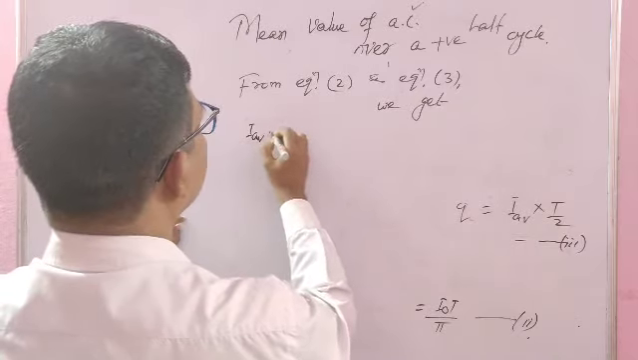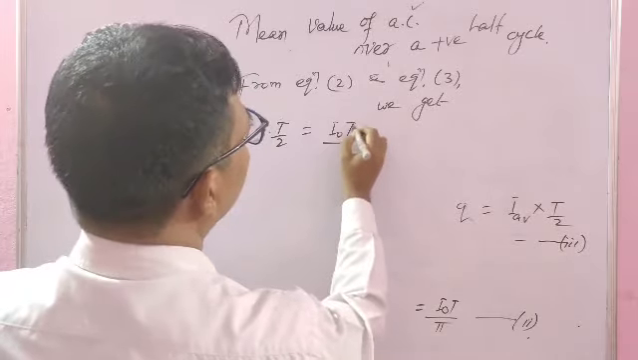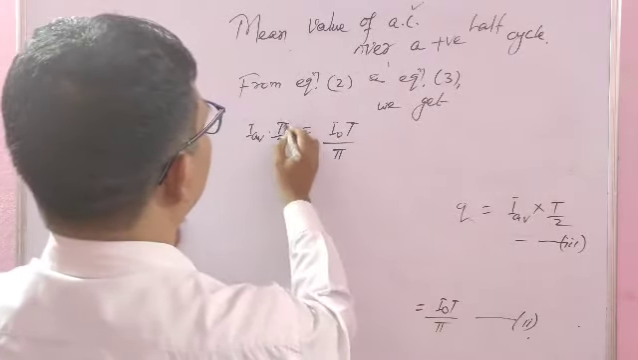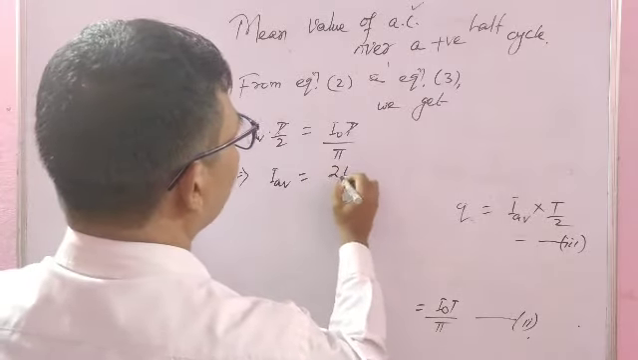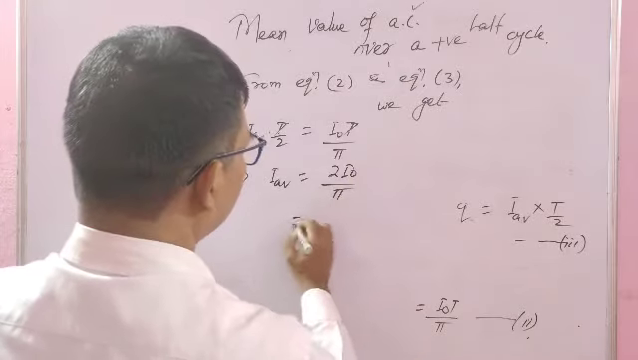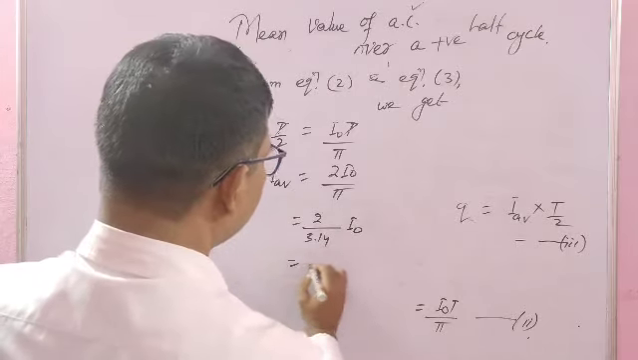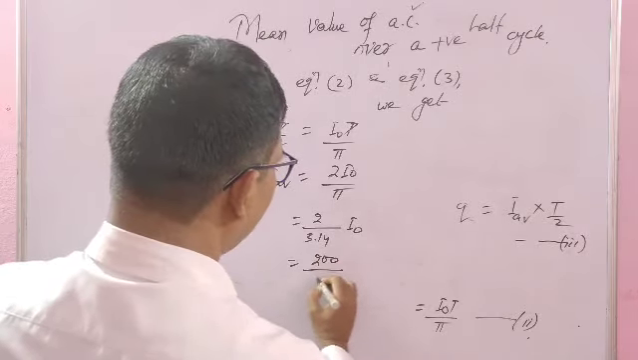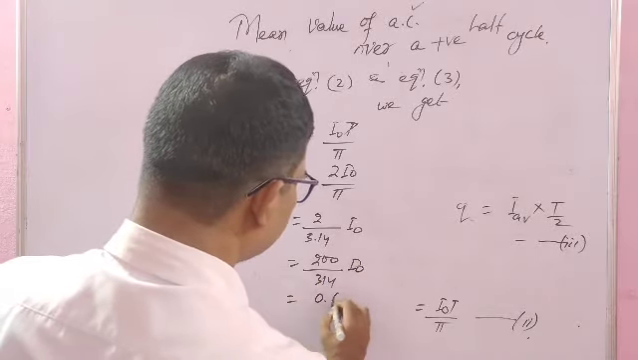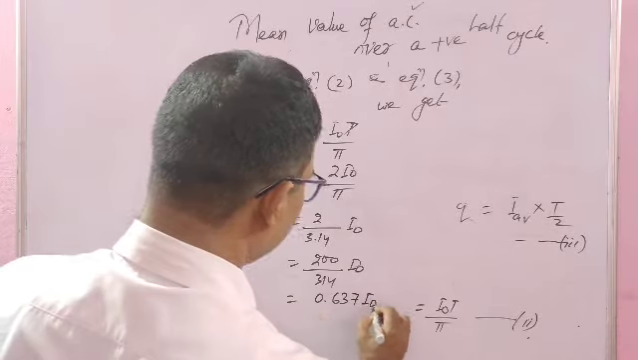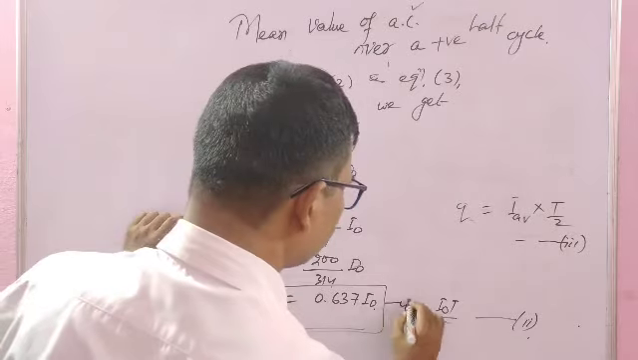I average T by 2 is equal to I0 T by pi. So now T cancels, I average is equal to 2 I0 by pi, 2 by 3.14 I0. You will get this one by this one. So it is 0.637 I0, I average. That equation is equation 4 you can give.